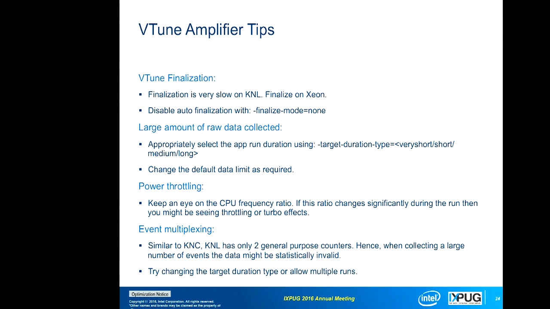Power throttling. KNL will power throttle if needed. VTune can show you this by the CPU frequency ratio. So if you see that this is changing over the course of your run, you can know that your program was impacted by the throttling, and you may want to either rerun and try to avoid that, or keep that in mind as you look at your performance results, that they may not be as accurate as you were hoping for.